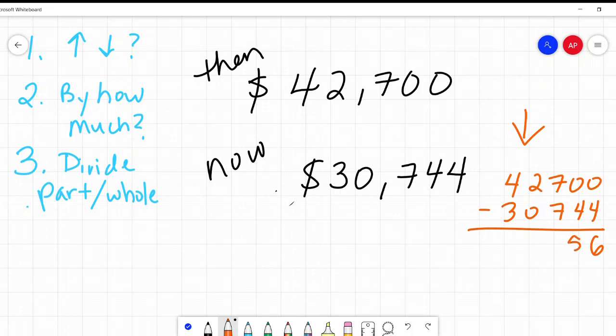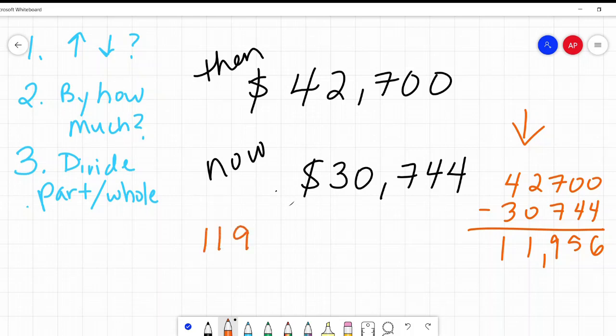Okay. This is fine. Let me see. 6 plus 4 is 10, carry 1. 1 plus 5 is 6. 6 plus 4 is 10, carry 1. 1 plus 7 is 8. 8 plus 9 is 17, carry 1. 1 plus 1. There we go. 11,956. And then, because I like to double check things, yay, 11,956. Okay. So the change, then, it was our number 2. How much did it change? 11,956.